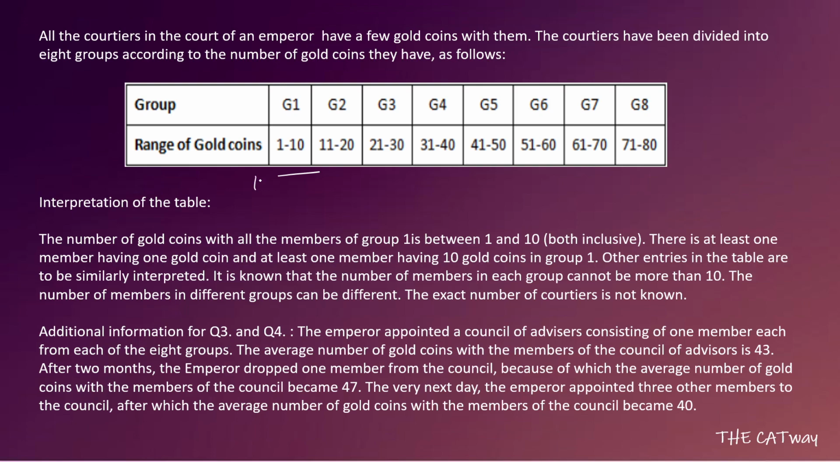So if there is one person in group 1 with 1 coin and one with 10 coins, then there will be one in group 2 with 11 and one with 20, one with 21 and one with 30, and similarly for the others. Between them, there can be other group members also. It is known that the number of members of each group cannot be more than 10. The number of members in different groups can be different. The exact number of courtiers is not known. The other additional information is for question 3 and question 4, so we do not need to read it as of now.